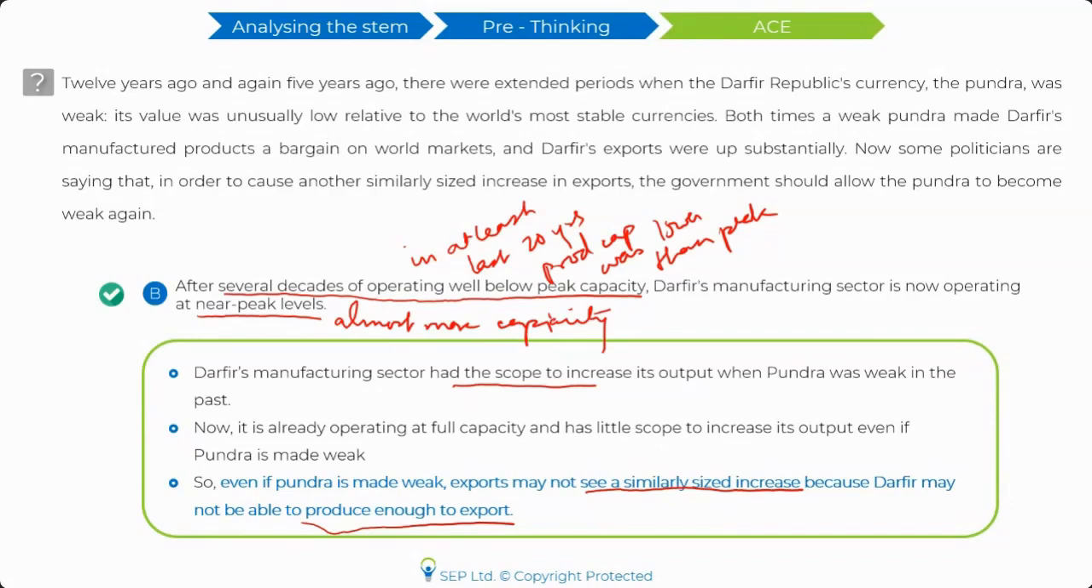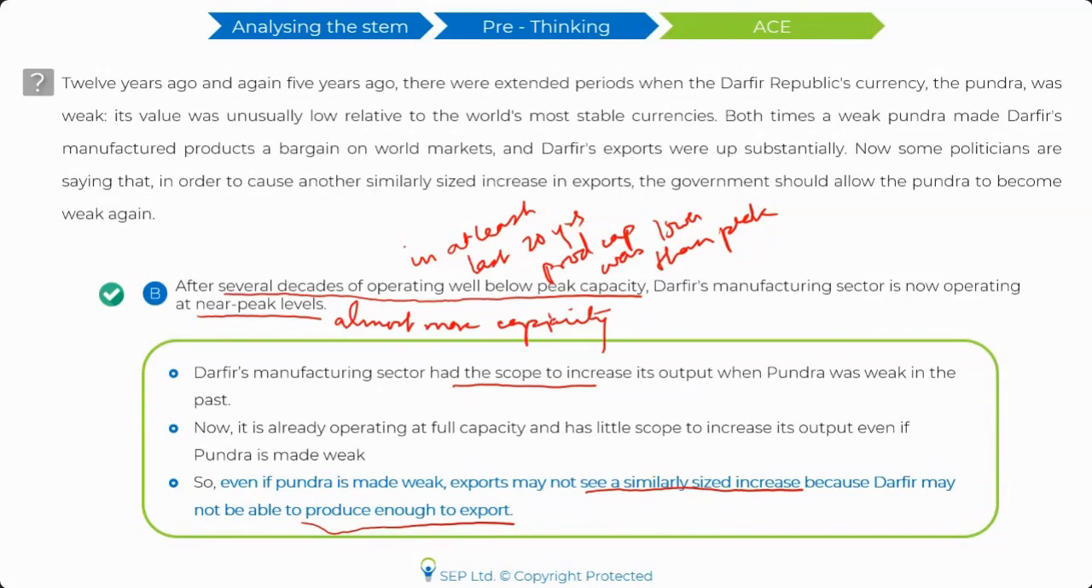Now, in choice B, the second portion is telling you that currently Darfield's manufacturing sector is operating at near peak levels. Let's say Darfield's manufacturing sector is producing about 175 hundred units, or 180 hundred units, or nearly, just short of some 10,000 units. In that case, Darfield cannot really increase its production to match up with the past exports. And that is why this choice says even if you weaken the Pundra, if Darfield cannot increase its manufacturing, perhaps it cannot increase its exports. Can you understand this, guys?